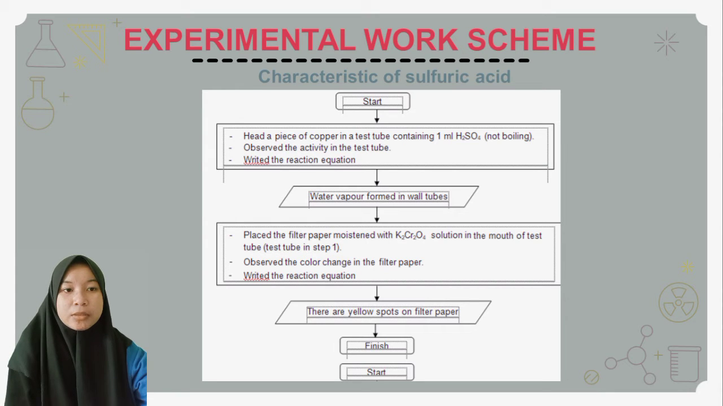And four, place the filter paper moistened with potassium chromate solution in the mouth of the test tube. And five, observe the color change in the filter paper. And six, write the reaction equation. And the product: there are yellow spots on the filter paper. And finish.